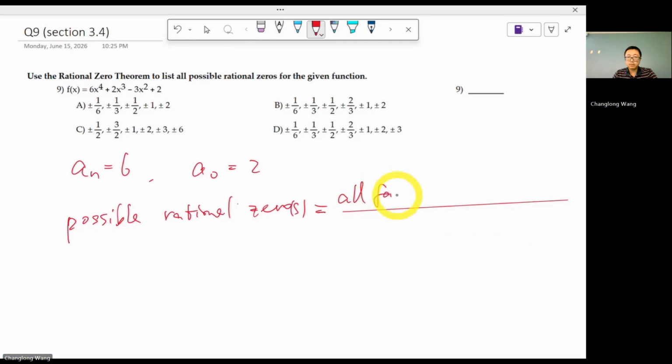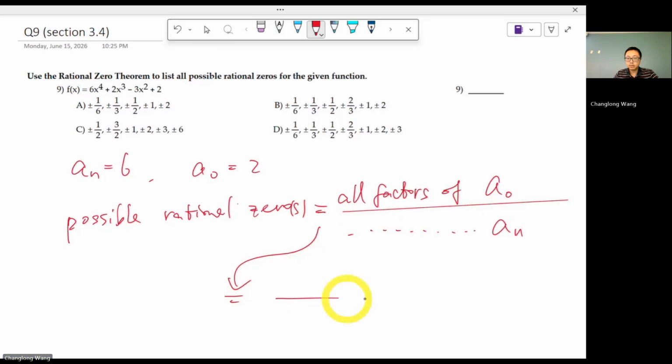all factors of A sub 0 over all factors of A sub n. Please notice that A sub 0 goes to the numerator. Therefore, in this case, you're looking at, for number 6, it has 1, right, 2, 3, and a 6. But when I say all possible, that means plus or minus should be included. Now A sub n is 1 and a 2, right? Those are the only 2 possibilities.